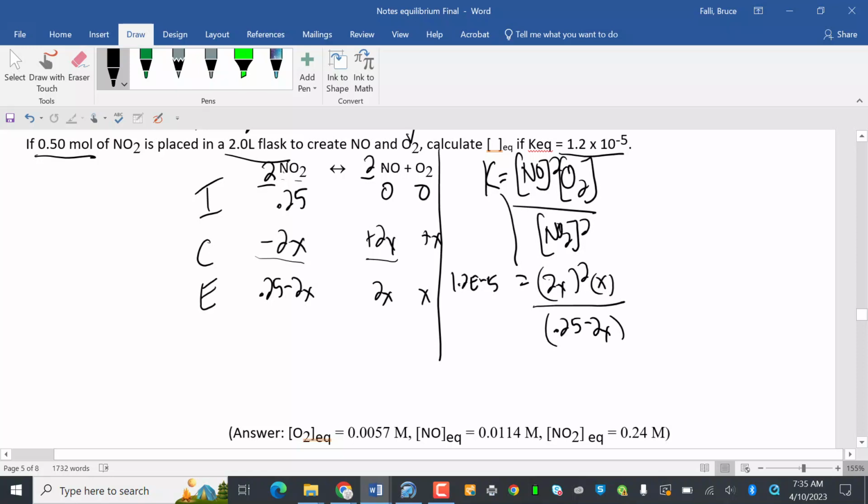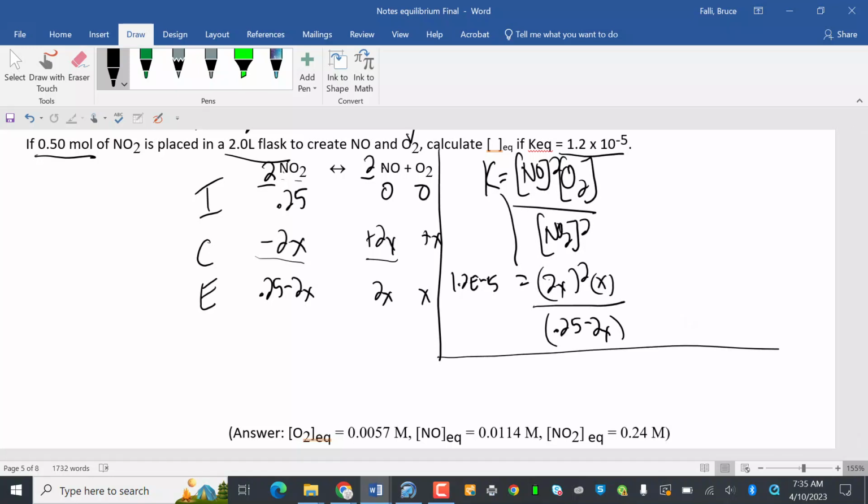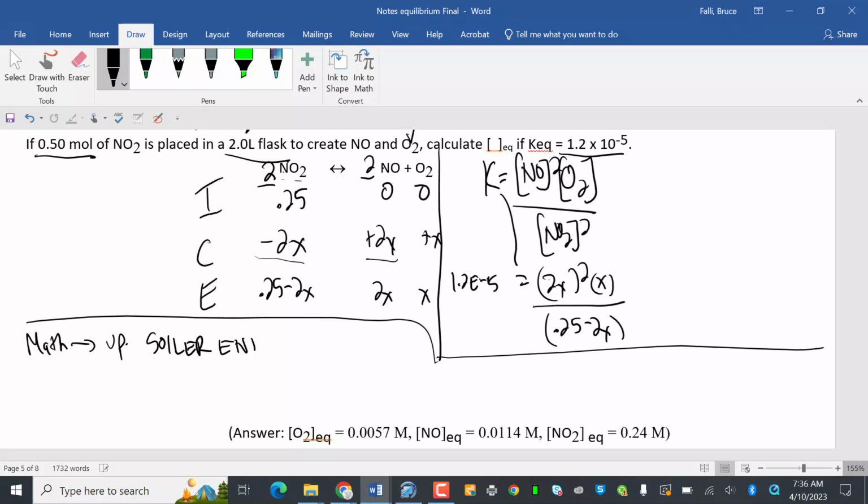So here we go. Coolest thing you'll learn today, I promise. Get those calculators out I told you about. Math. So you hit the math button and then up. Math up. And that will get you the solver. And you hit enter.